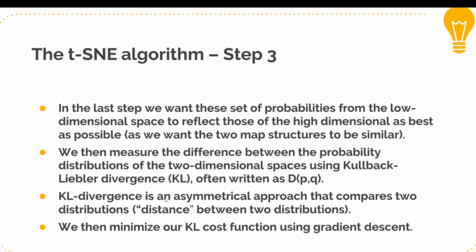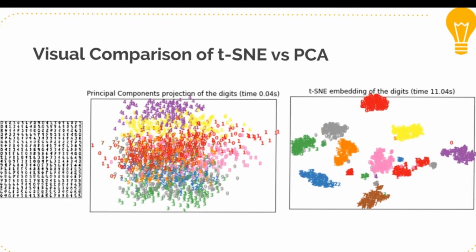So the KL divergence is an asymmetrical approach that compares two distributions. Basically you just use it to compare two distributions, the distance between two distributions. If you have two normal distributions or two distributions of any shape, you can use KL divergence to compare them. We then minimize our KL cost function using gradient descent, and this is what we end up with.